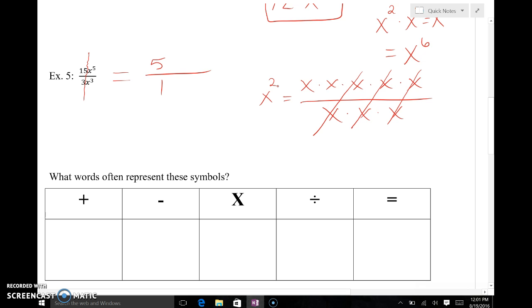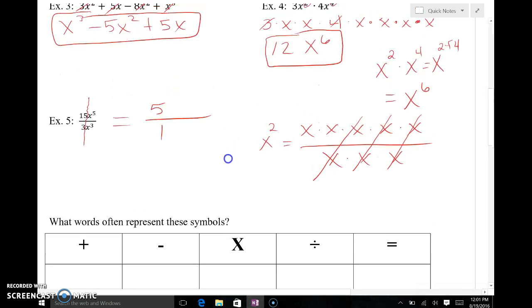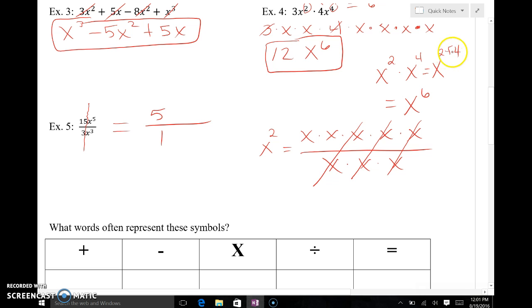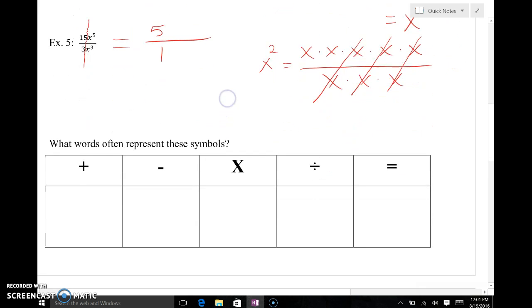Another way of thinking about this is when we were multiplying, we added the exponents. So when we're dividing, we could just subtract the exponents. So that would be the same exact thing as x to the 5th divided by x to the 3rd. And so x to the 5th minus 3 is just x squared. And that's what we got when we did the longhand simplification.